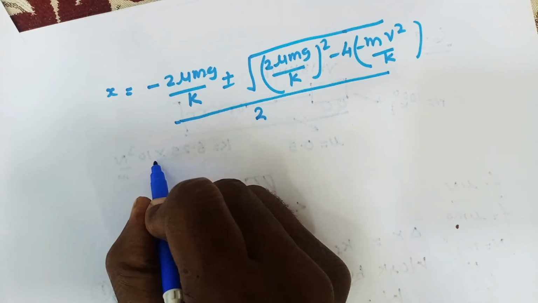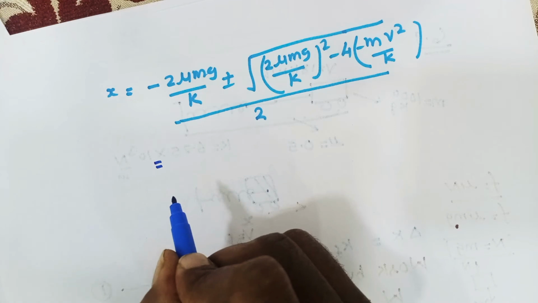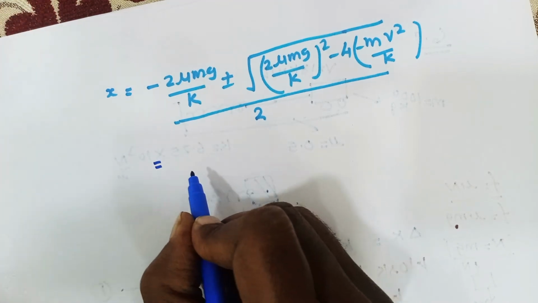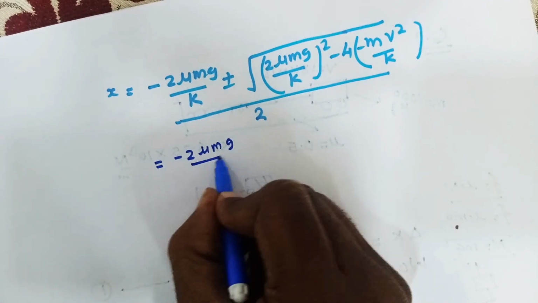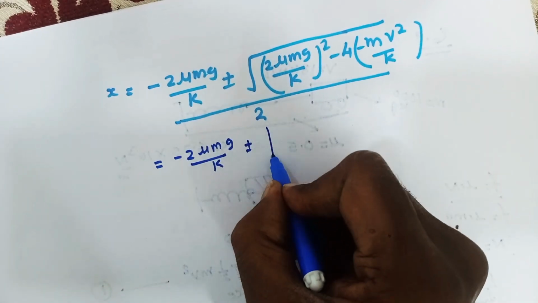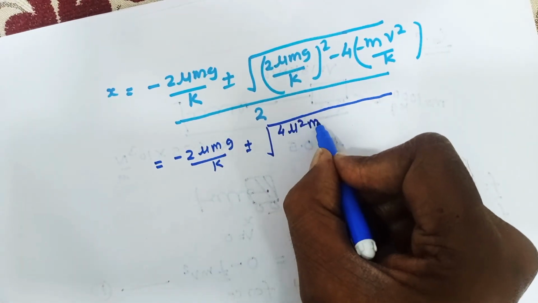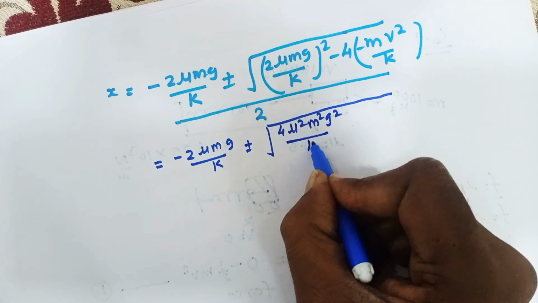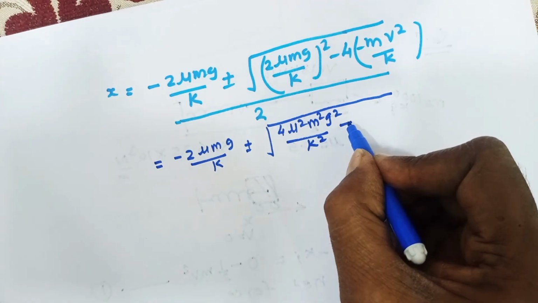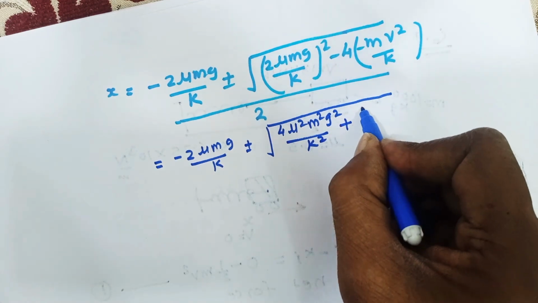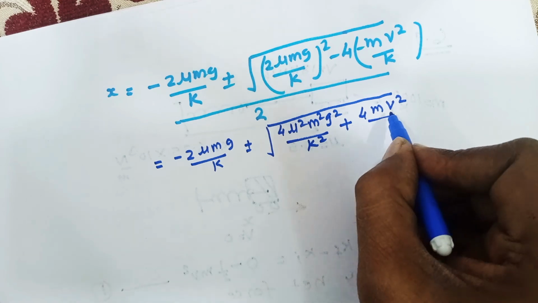Then it will become minus 2 mu mg by k, this term we write as it is, plus minus the square root of 4 mu square m square g square by k square, plus, minus minus becomes plus, 4 m v square by k.